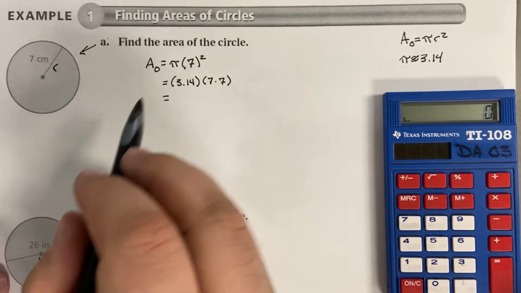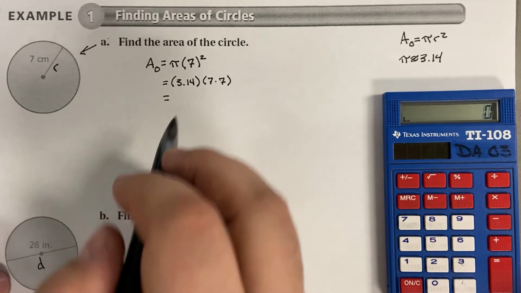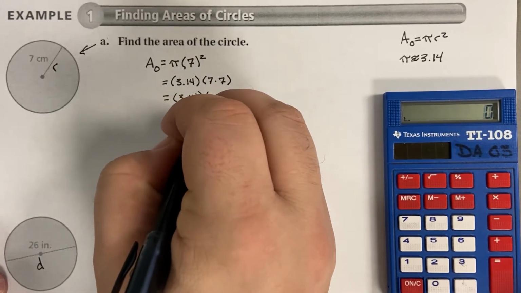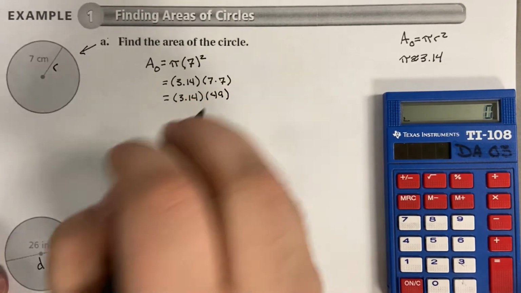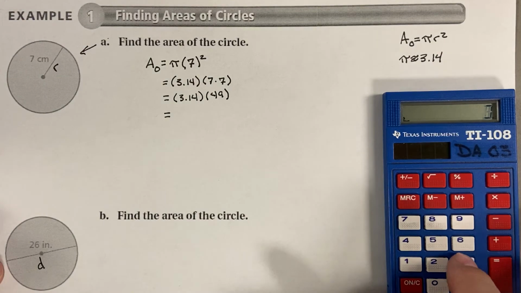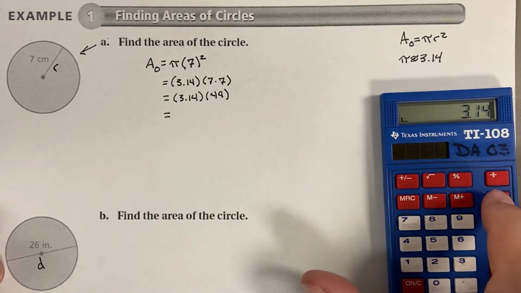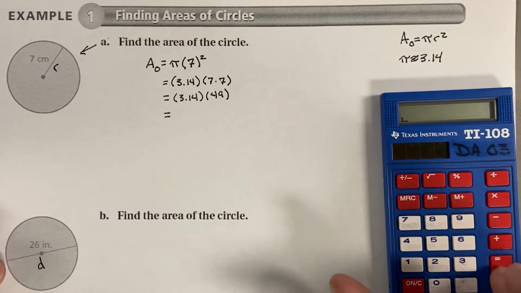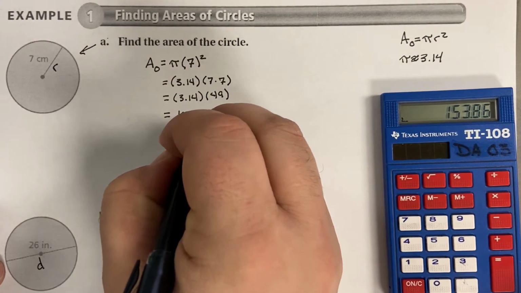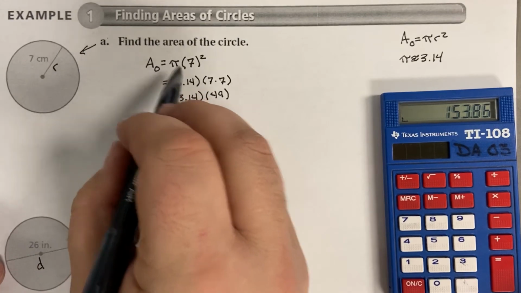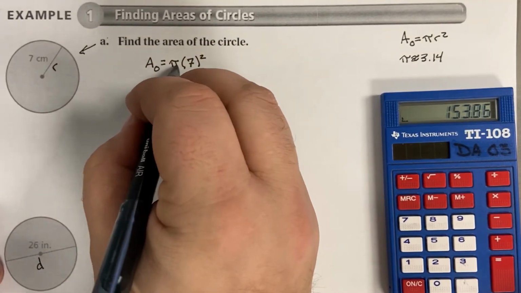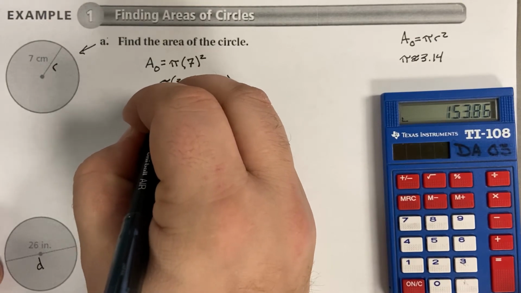Now, again, I could read this left to right, but order of multiplication doesn't matter. So that's the same thing as saying 3.14 times 49, because that's easier. I don't have to reach over and touch my calculator 20 times. I just want to do it once, because now I have 3.14 times 49. I'm going to get 153.86.